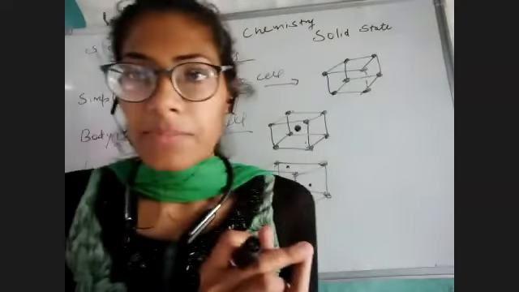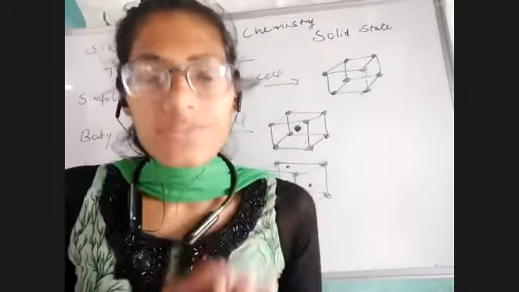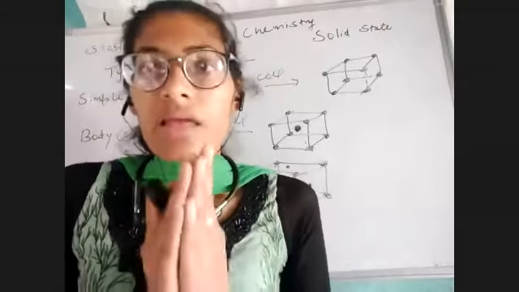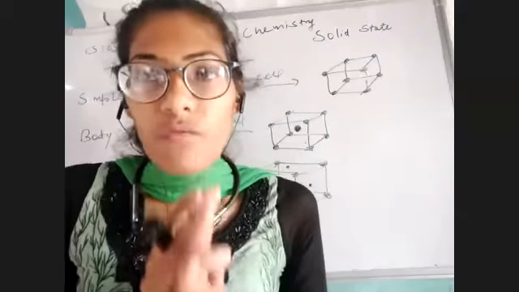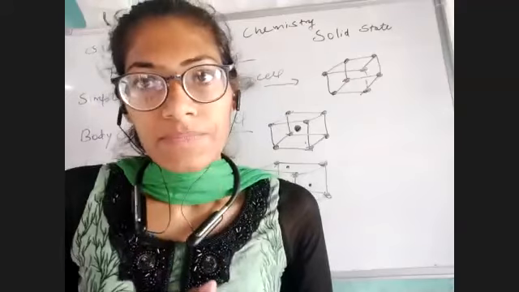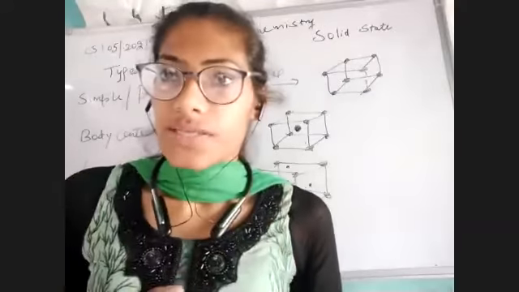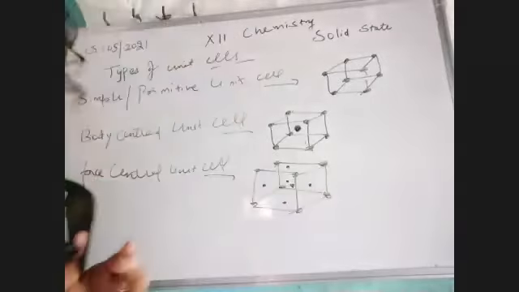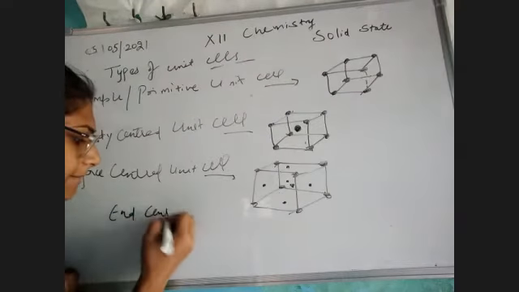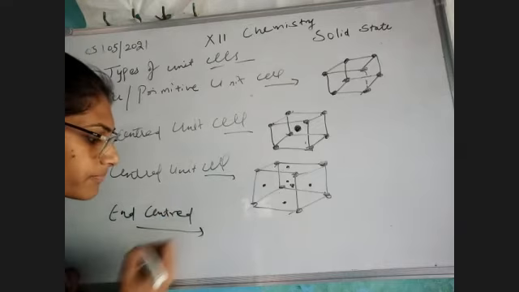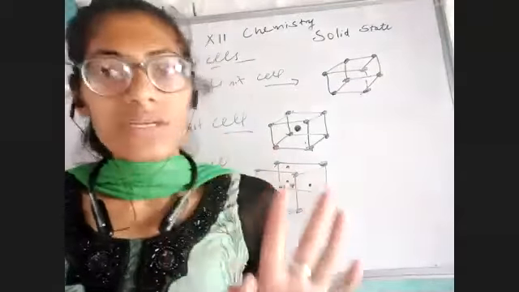That means atoms are present at the corners of the unit cell, as well as the center of each face of the unit cell. That means at the center of total 6 faces of the unit cell. All right. In spite of that, we have also end-centered unit cell, but that's not so important. End-centered, I'll just give the definition.